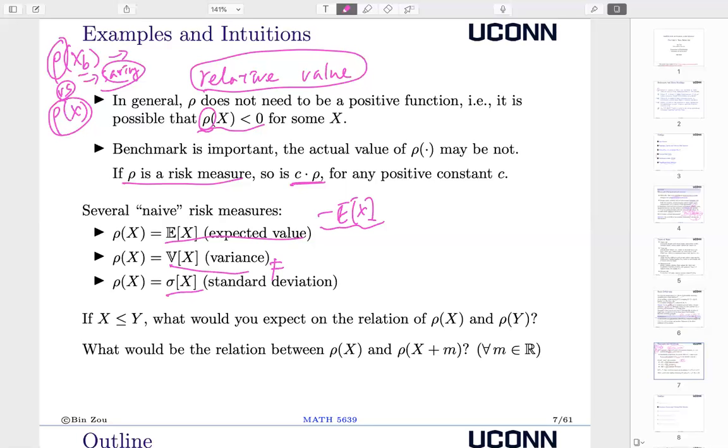They have different properties. But what would be the desirable properties a risk measure should have? So let's say X denotes one risk, Y denotes another one. What would you expect on the relation if the risk of Y is always bigger than the risk of X, right? Then naturally you would hope this to happen. So if the size of Y is always bigger than the size of X, let's say those are losses.